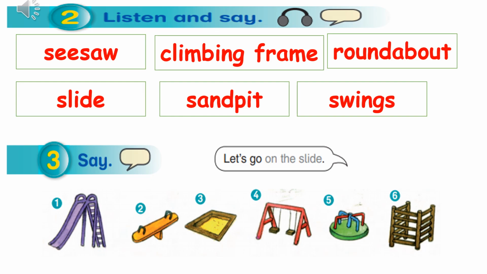Excellent. Here, again, I want you to say many sentences with your friends about these pictures. Don't forget to use this expression, let's go. Let's go on the slide. Let's go on the seesaw. Let's go in the sandpit. Okay? Thank you again. And great job, my dear students.